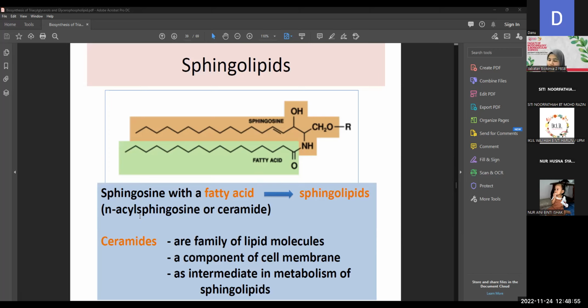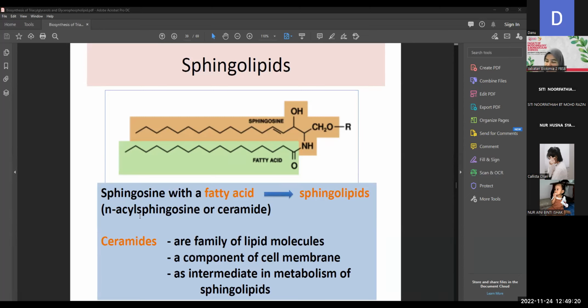What do you know about ceramide? What comes into your mind bila you jumpa ceramide? Moisturizer. Lotion, moisture, yeah. What else? Okay, but the specific name, so now you know what is ceramide.